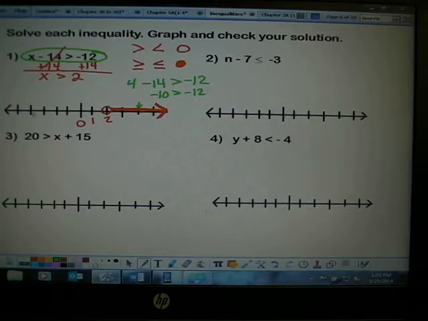If you would have picked a number down here, you'll see that it's wrong. So if you're double checking to make sure that you shaded it the correct direction, that's something you can do. I'm going to pick the number 0 because it's something that should not work. So 0 minus 14 is greater than negative 12. 0 minus 14 is negative 14. And is negative 14 greater than negative 12? No. So this side should not be shaded. So that's a way to make sure that you shade it in the correct direction.